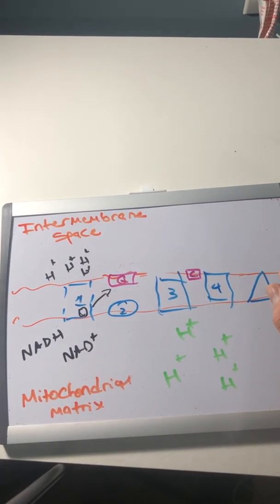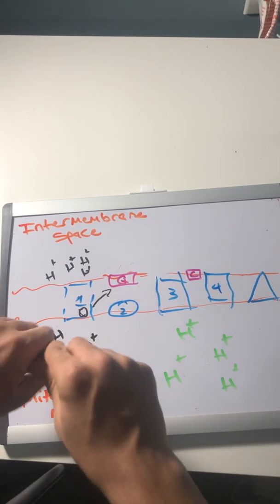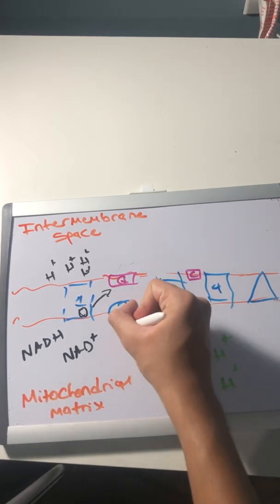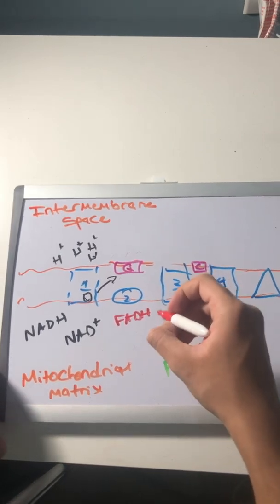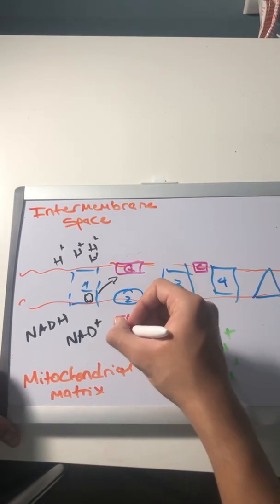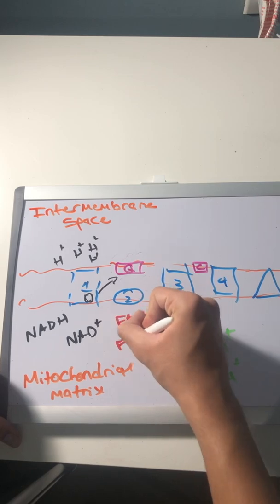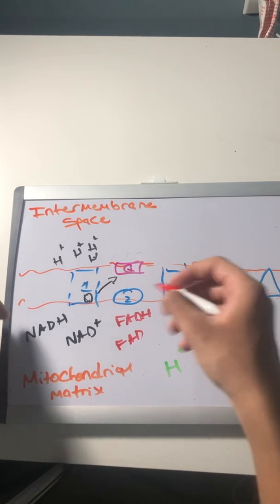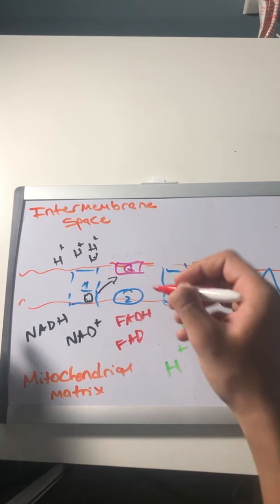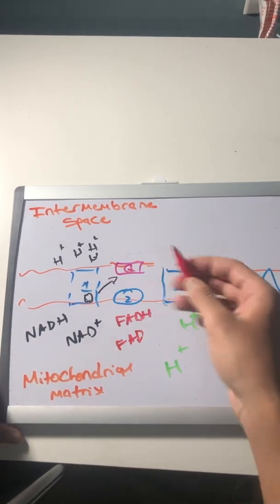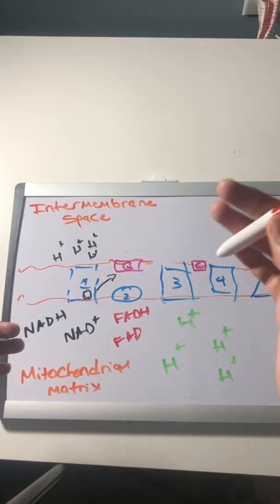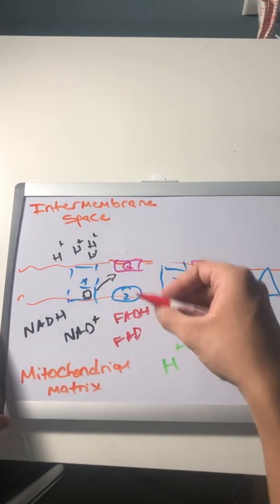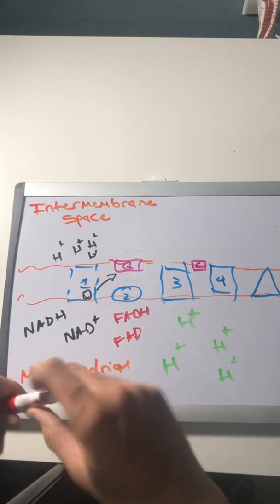Now, another process also occurs. Another electron carrier called FADH gets oxidized to FAD. Sorry guys, I keep messing that up. I truly apologize. When you oxidize something, you lose an electron. FADH is oxidized to FAD, losing that electron.